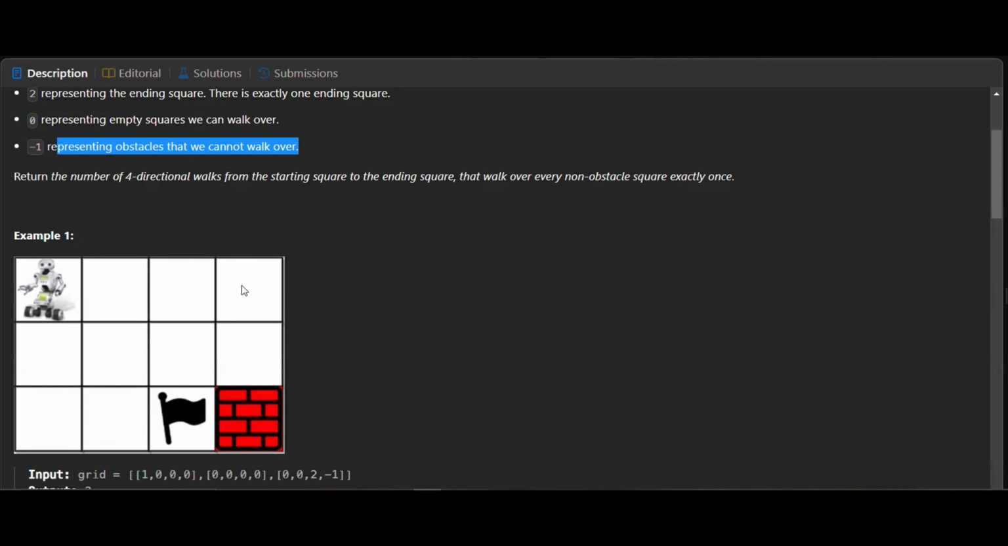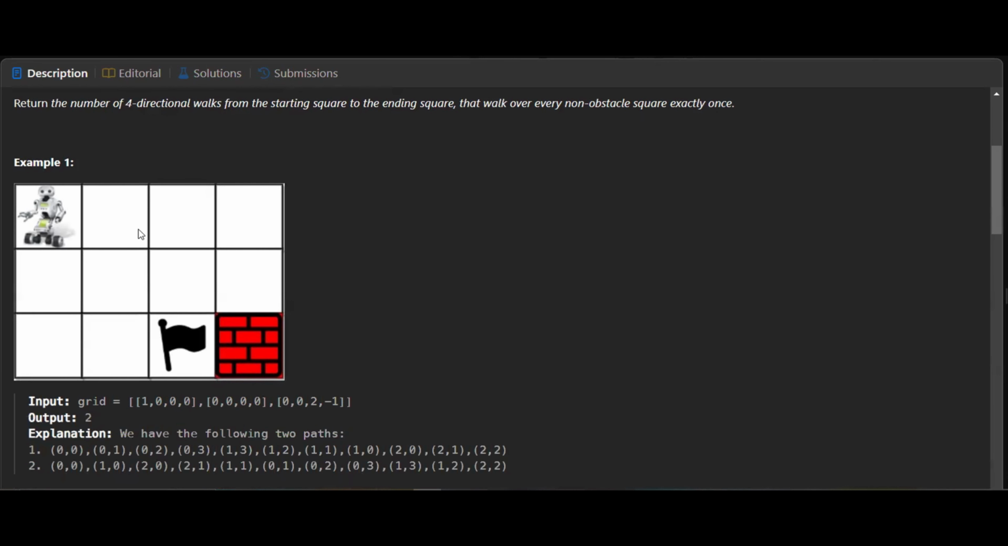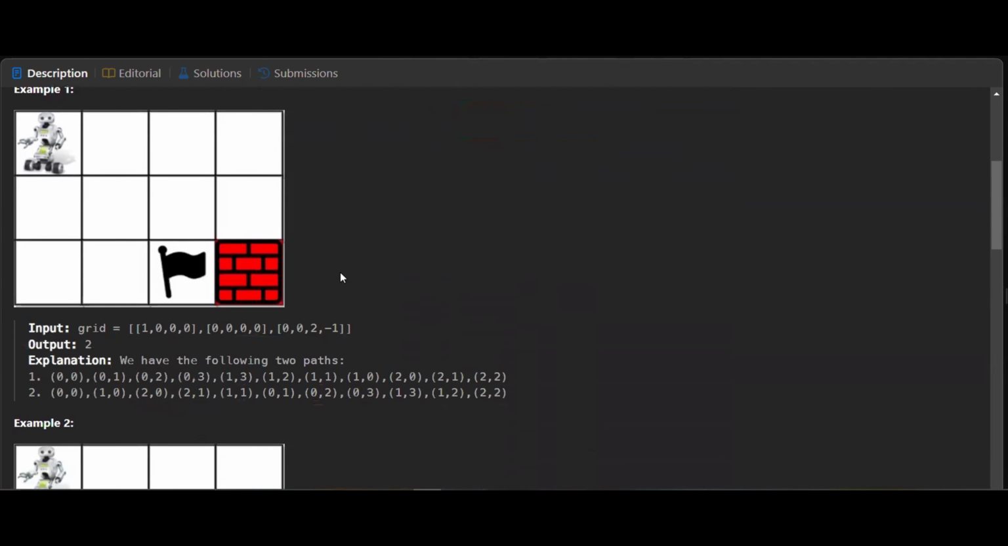Anyways, the problem statement is, at first, we are given a starting position and an ending position. Now, we have to return the number of 4-directional walks from the starting position to the ending position, where each of the walks visits all of the empty cells in the grid. The problem statement may be a little bit difficult right now, but I will explain it later.